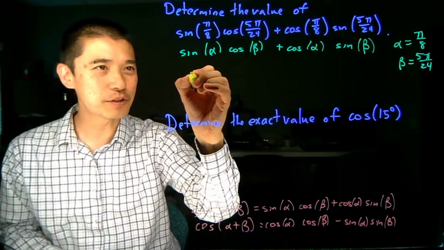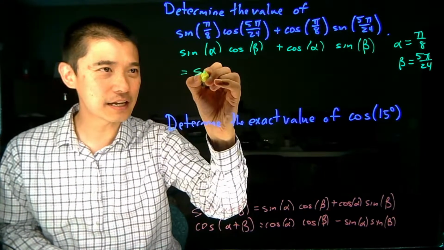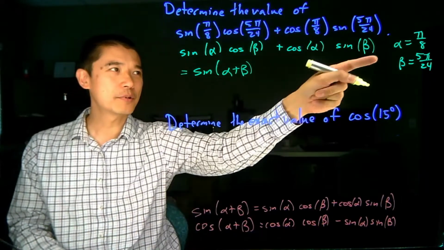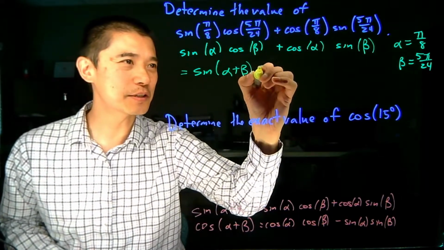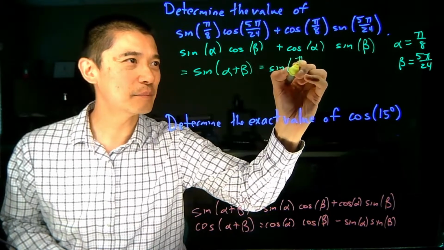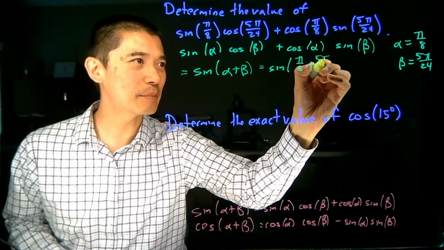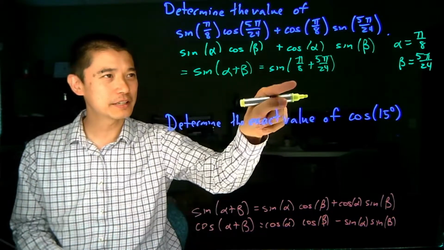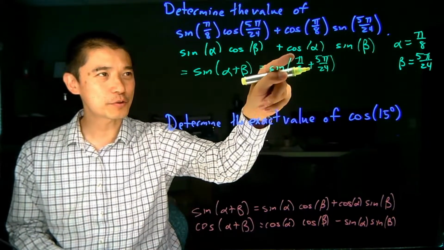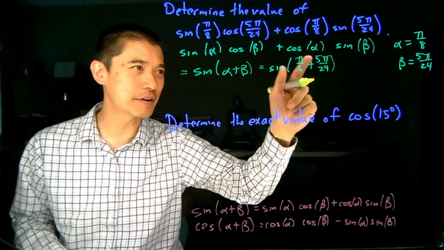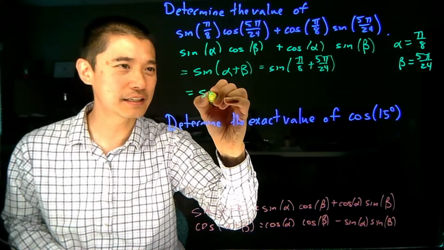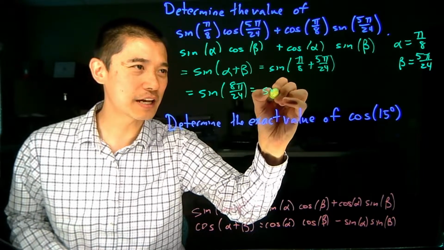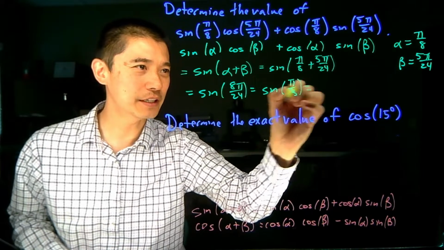Once we have this, we know that this is equal to sine of alpha plus beta. But since we know alpha and we know beta, we know that this is equal to sine of pi over 8 plus 5 pi over 24. And now we just do the fraction arithmetic. Common denominator of 24, so 3 pi over 24. 3 plus 5 is 8, so this is equal to sine of 8 pi over 24, which is the same as sine of pi over 3.